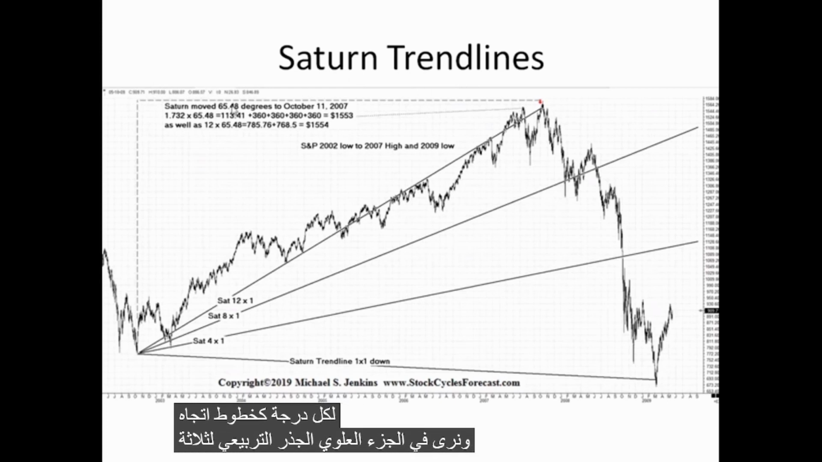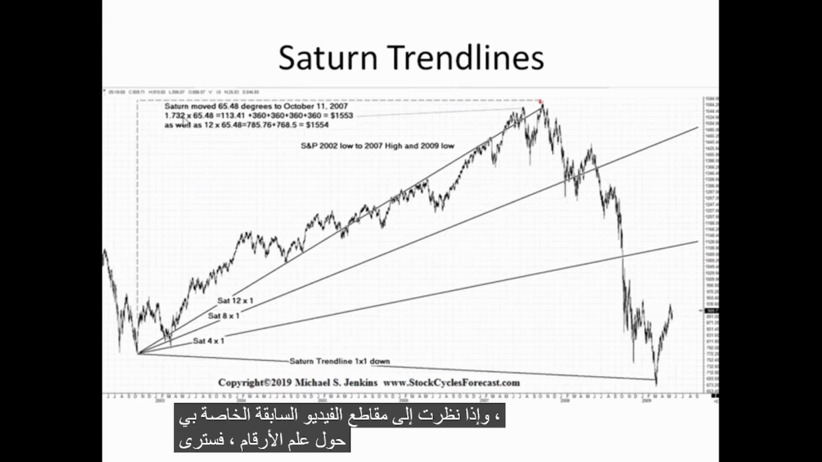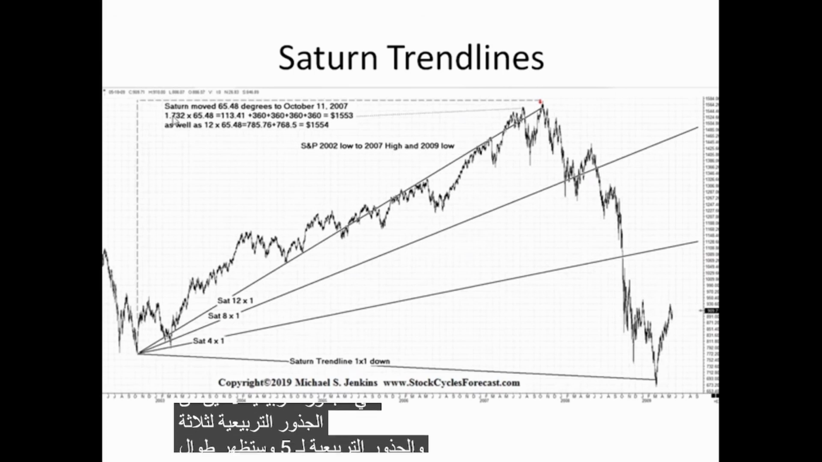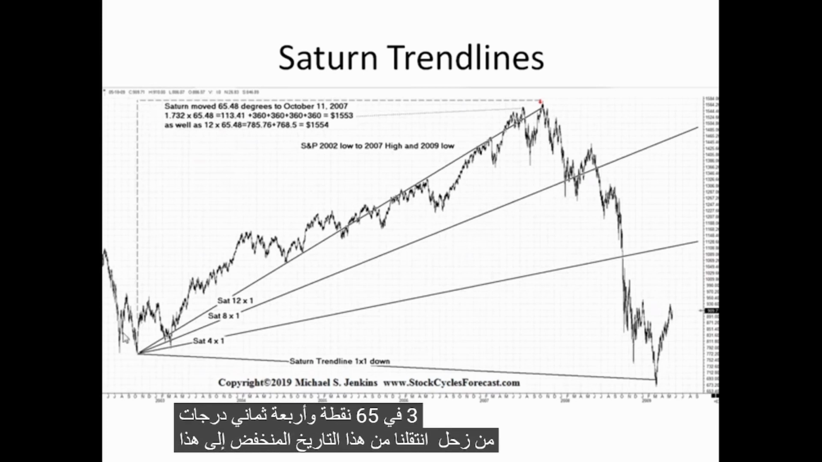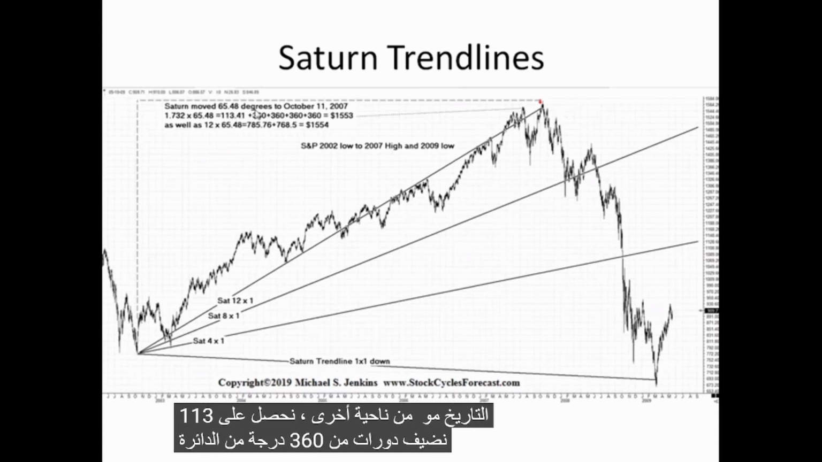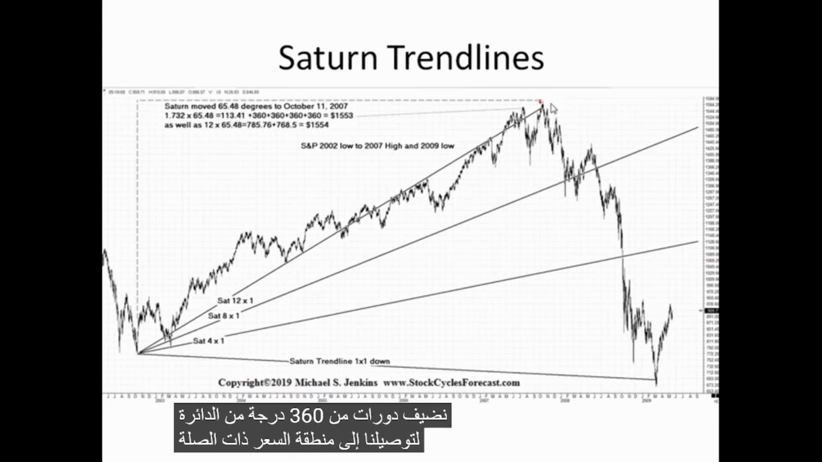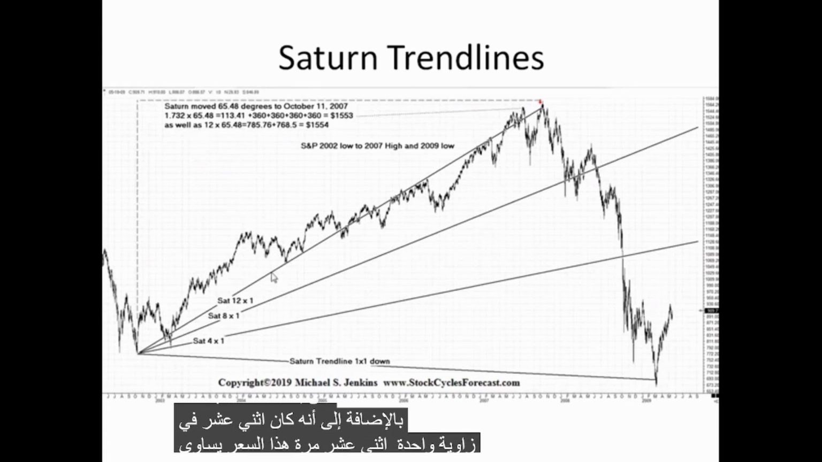And we see at the top the square root of 3, and if you looked at my earlier videos on the science of numbers, you'll see that all major proportions in the stock market are the square roots of 2, 3, and 5, and they'll show up all the time. So if we take the square root of 3 times the 65.48 degrees that Saturn moved from this low to this date, we multiply it out, we get 113. We add cycles of 360 degrees of a circle to get us to the relevant price area, and we find that's equivalent to 1553, which was really the exact top right here. As well as, since it was a 12 by 1 angle, 12 times that price equals 1554.